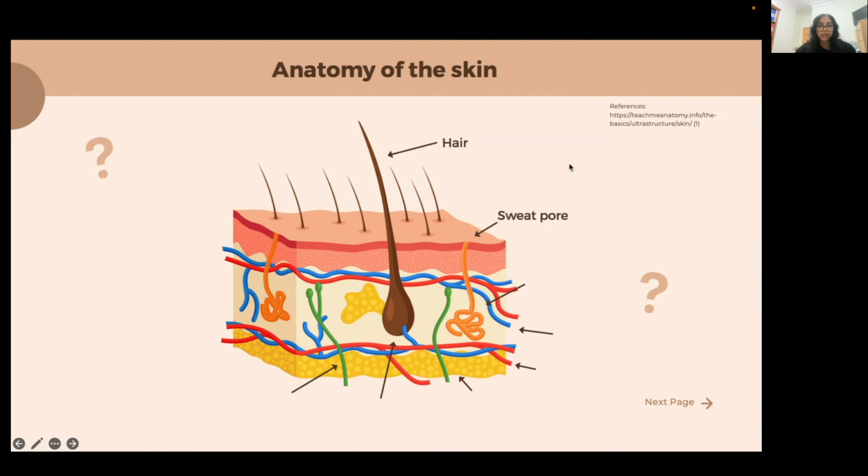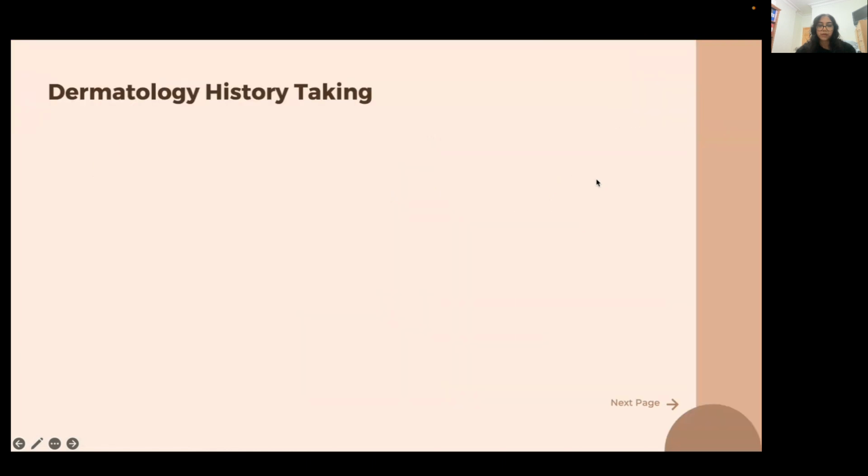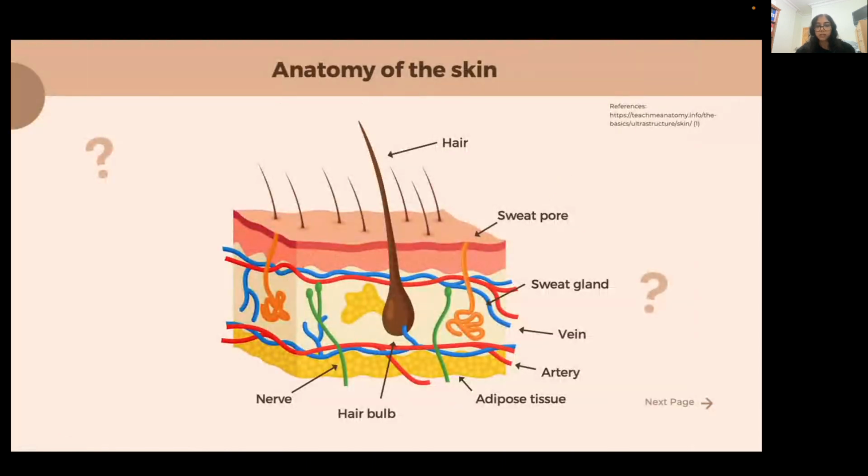Okay, and then again, a very basic image, but this just illustrates the basic ultrastructure of the skin. We can see the hair follicle that goes into the dermis. We've got the sweat pore, going up to the top at the epidermis. As I mentioned before, in the dermis we've got things like the vessels. We can see sweat glands, nerves going downwards, and we've got the adipose tissue at the bottom in the subcutaneous fat. Okay, so that's just a very brief overview of the anatomy of the skin.